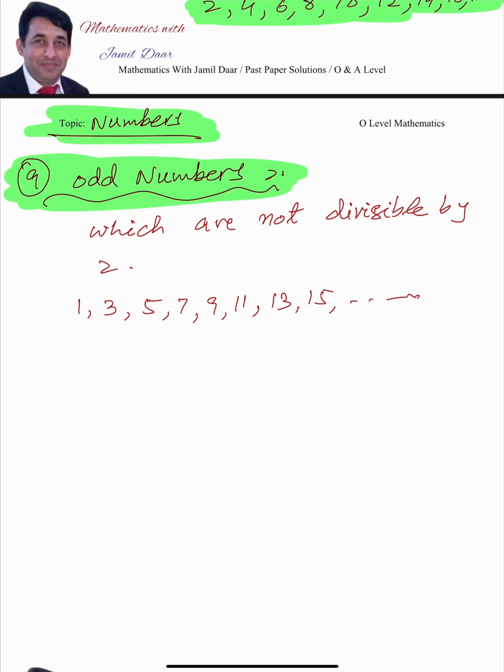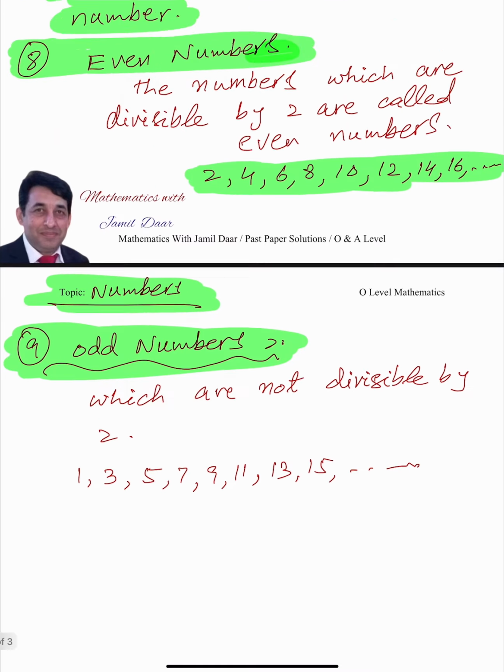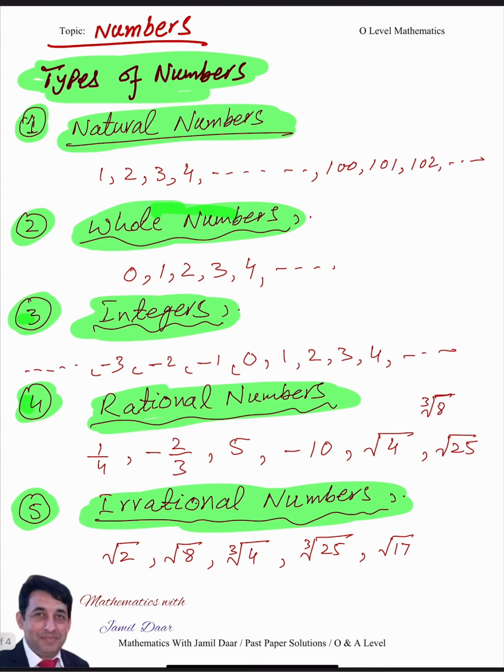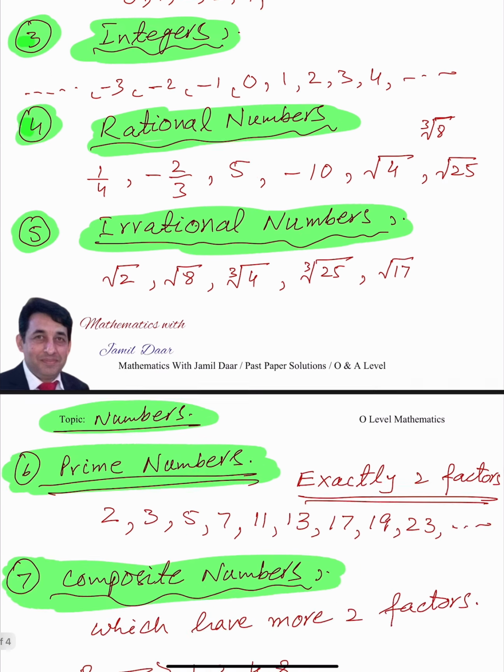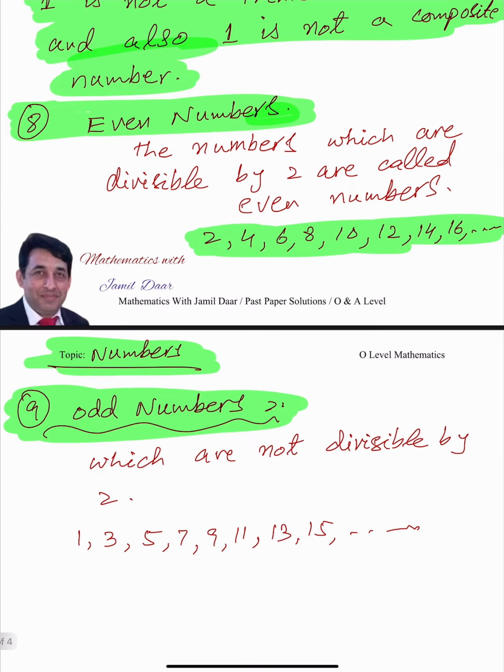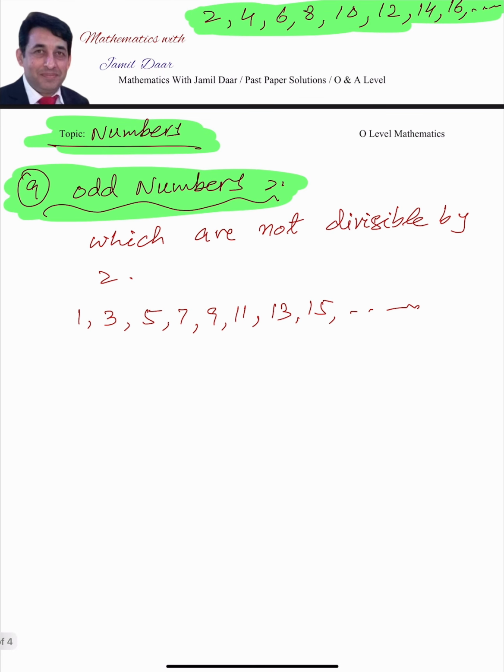This is the second lesson of numbers, so we'll continue further with it. In the previous lesson we were learning about the types of numbers. We learned about the 9 types of numbers. I don't want to repeat and waste your time.